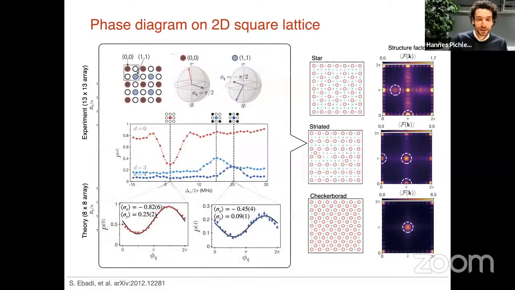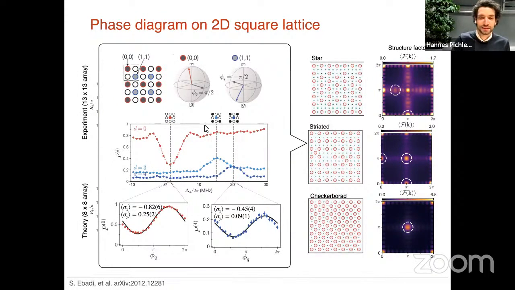What you can also do experimentally, which I find really nice, is measure things like this quantum coherence between the different configurations that actually stabilizes these striated phases that are otherwise not there in the classical limit.